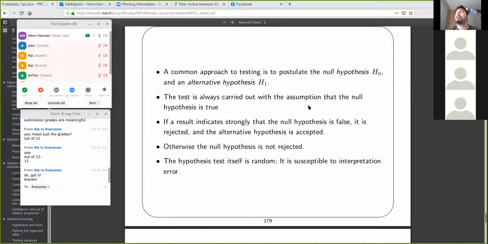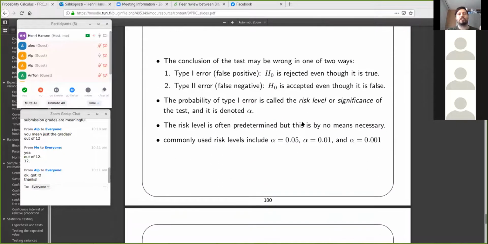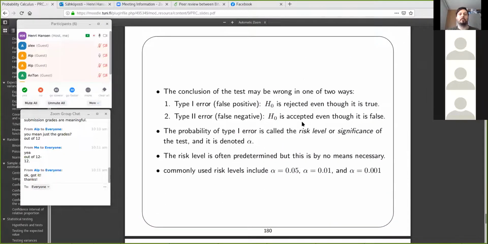It's a random variable, so it's susceptible to interpretation error, not just in the sense that we look at the result and interpret it in one way, but a fundamental error in the sense that if you look at the result beforehand, you have to decide when you are going to interpret this as a certain kind of test result. And when you introduce this idea of how you will interpret it, you introduce the possibility of making a mistake or error. So there are two kinds of ways in which the test may produce a wrong result.